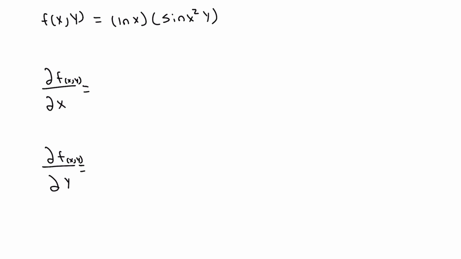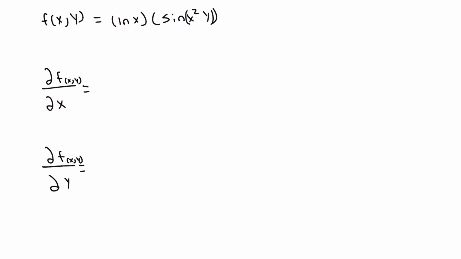In the next example, we have f of x comma y is equal to the natural log of x times sine of x squared times y. We also have a new notation. This is the partial derivative of f with respect to x. That's what the symbol just means. First we're going to be taking the partial derivative of f with respect to x. To do this, we differentiate with respect to x, and we consider y to be a constant.